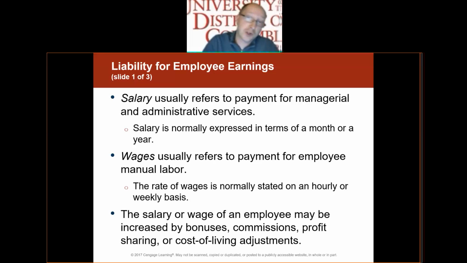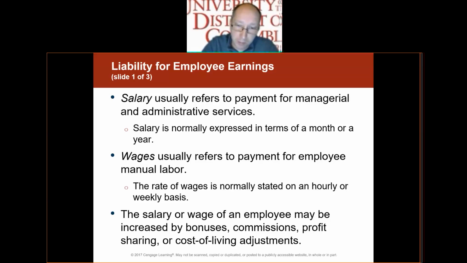Salary. Salary refers to the payment for managerial and administrative services. Salary is normally expressed in terms of a month or a year. Your annual salary, your monthly salary. It's usually a year, right? Wages, these are just the terms, right? Salary is like for salaried employees. Wages is for hourly employees. Refers to the payment of employee for manual labor. The rate of wages is normally stated as an hourly or weekly basis.